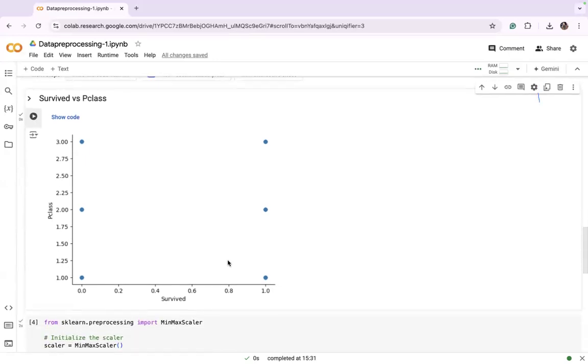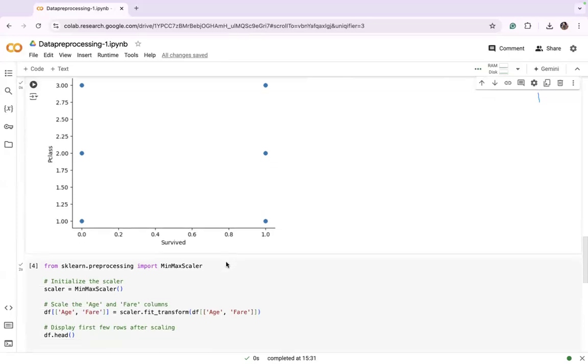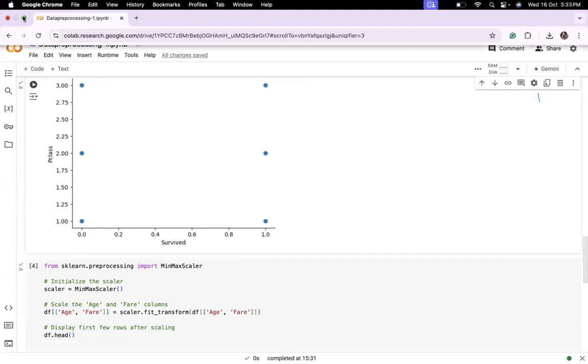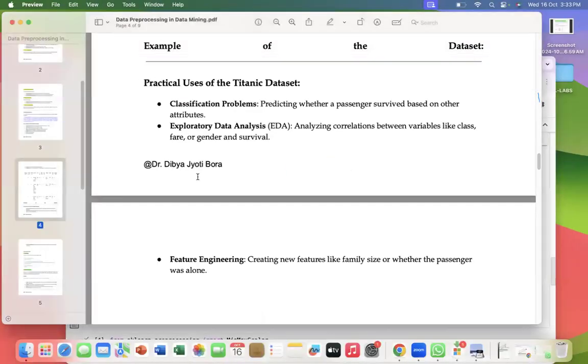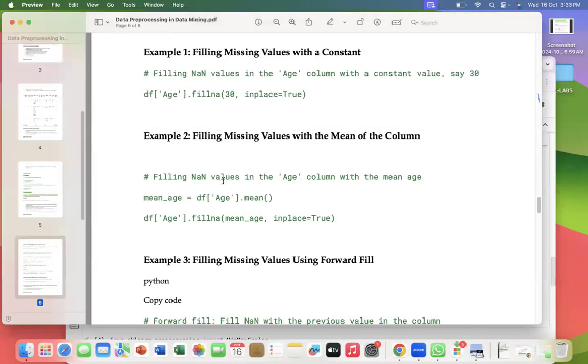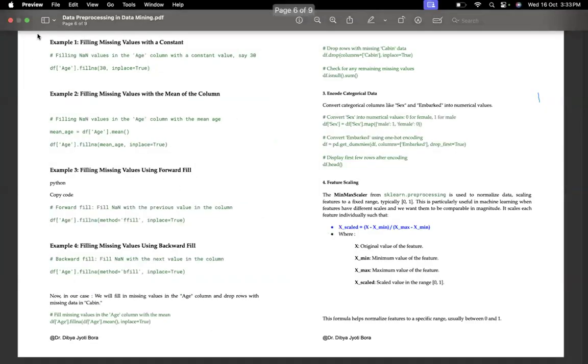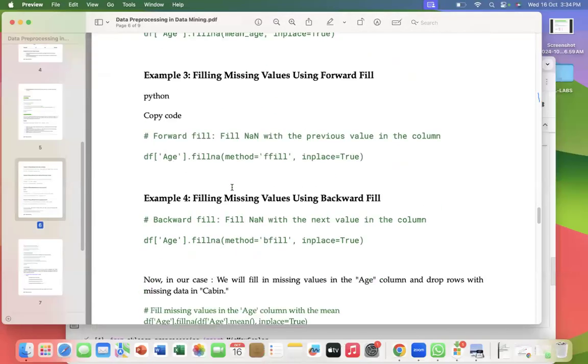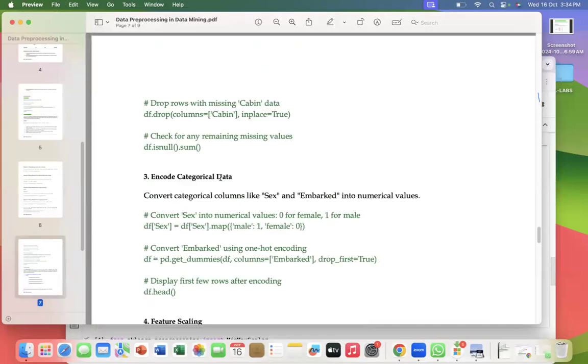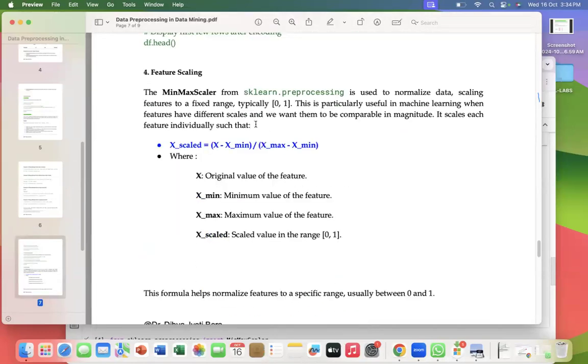Okay, lastly, 3 minutes left. Let me tell you one very important technique, known as min-max scaler. Min-max scaler means we try to put the values in one particular range, which is a very important normalization process. And for that we need a scaler.